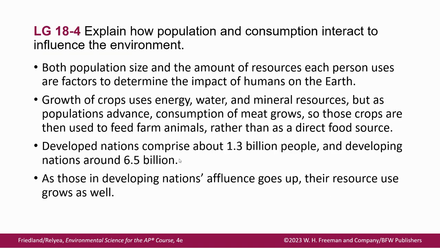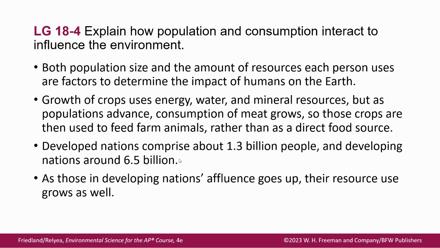So then finally, our fourth standard: explain how population and consumption interact to influence the environment. Both population size and the amount of resources each person uses are factors that determine the impact of humans on Earth. Growth of crops, uses of energy and water and mineral resources, but as populations advance, consumption of meat grows. So the crops are then used to feed farm animals rather than being a direct food source.